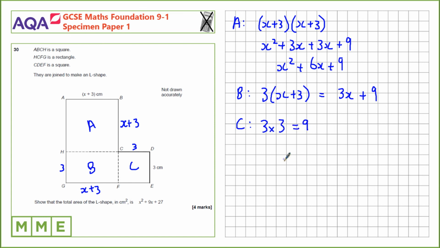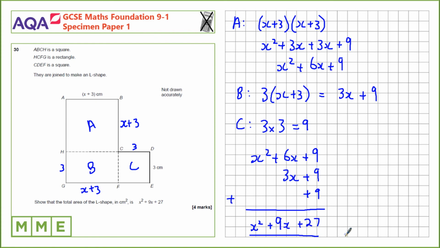Now let's add all of those up. So we have x squared plus 6x, 9, plus 3x plus 9, and plus another 9. 9 plus 9 plus 9 is 27. 6x plus 3x is 9x. And we just have an x squared there. And that's our answer as expected.